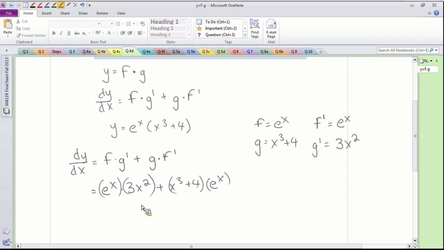So the answer in the back, just clean it up a little bit. I mean, we usually put the coefficient first. So 3e to the x, x squared, plus, so clean it up, 3x squared e to the x, plus e to the x times (x to the third plus 4). So just clean it up a little.